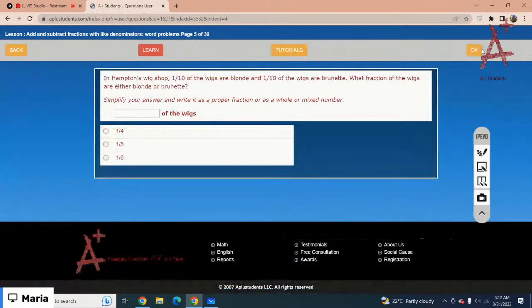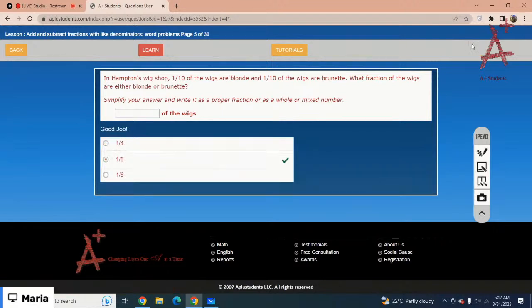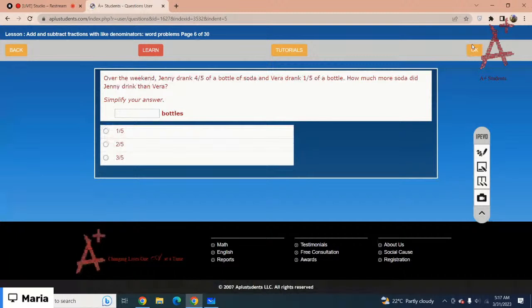Okay, the next one is in Hampton's wig shop. 1/10 of the wigs are blond and 1/10 of the wigs are brunette. What fraction of the wigs are either blond or brunette? So you have to add them. 1/10 and 1/10 makes. You have the like denominator, so simply add their numerators. 1 plus 1 makes 2 over 10. And divide them by a common factor, it would be, yes, that would be 1 over 5. So the correct option is 1 over 5.